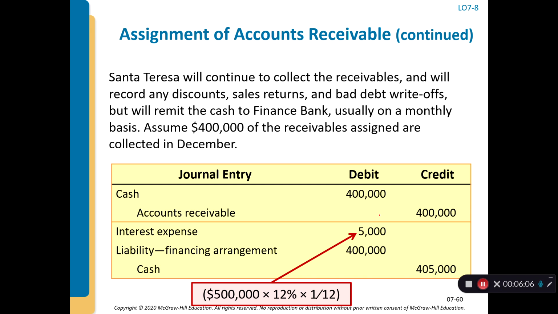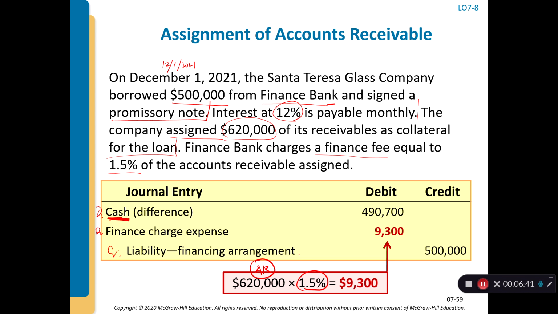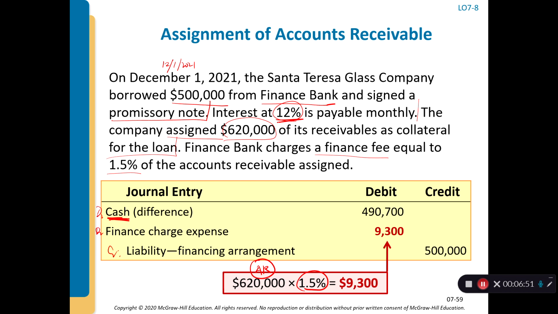Santa Teresa will continue to collect, which is the transferor's role, continue to collect receivables and will record any discounts, sales returns, and bad debt write-offs, but will remit the cash collections to the finance bank, usually on a monthly basis. Assume that $400,000 of receivables assigned are collected in December. Hence you will debit cash and credit accounts receivable for $400,000, and then you will remit that $400,000 immediately to reduce your liability on the financing arrangement, which is here the $500,000, and you will also have to pay the interest payment of that 12%. Remember, they also charge you 12% monthly interest, right?